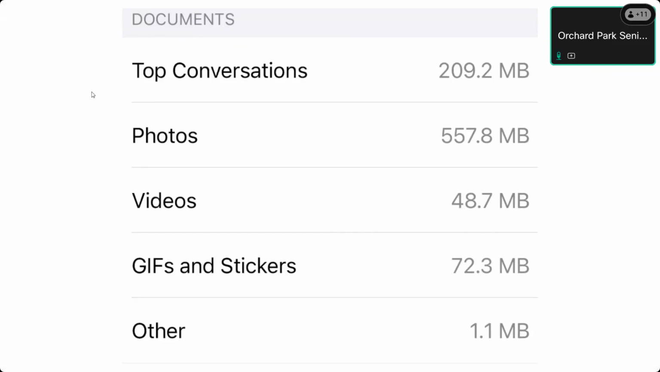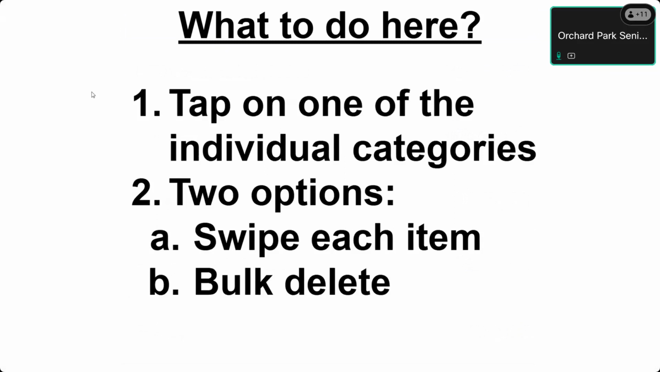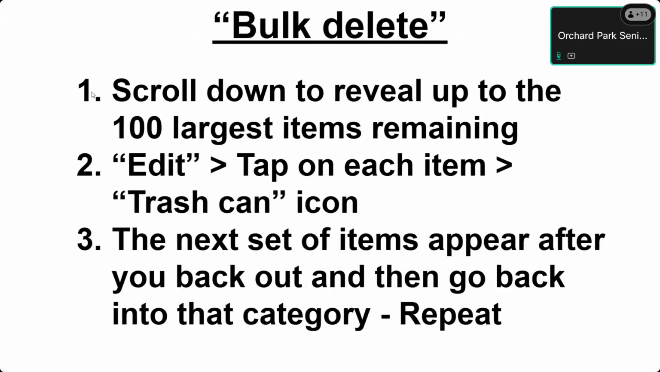So if you simply delete your text message, all of that stuff goes away. But if you're not willing to delete the text messages, you can go into here and clear out the space that those photos and videos are taking up. Now, in this case, you tap on one of the individual categories, and then you can either swipe each individual item, or you can bulk delete. So you can select a certain amount of photos and then delete them all at once.